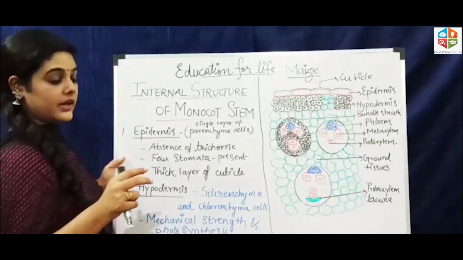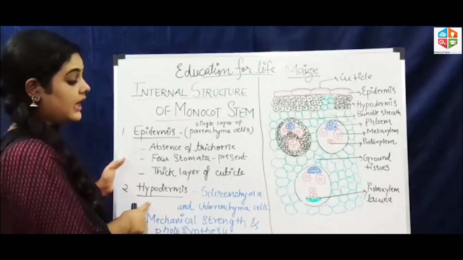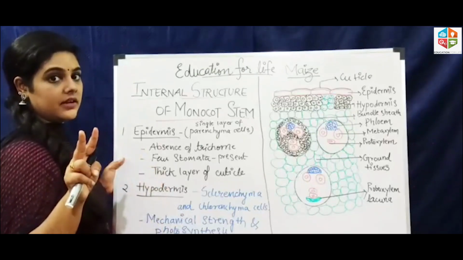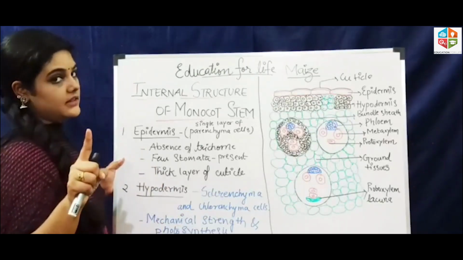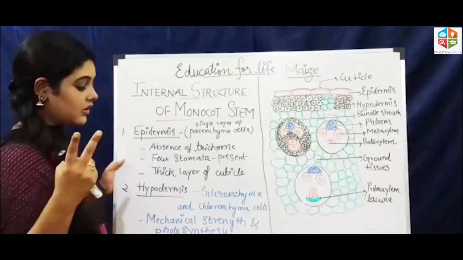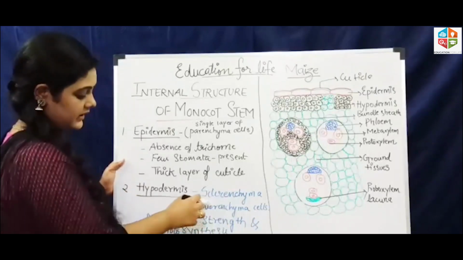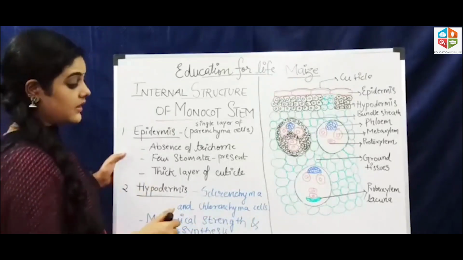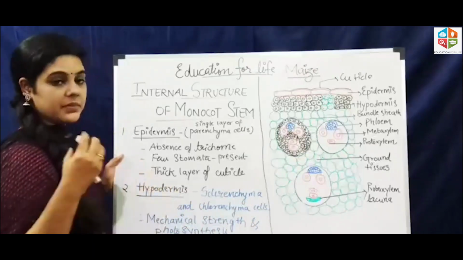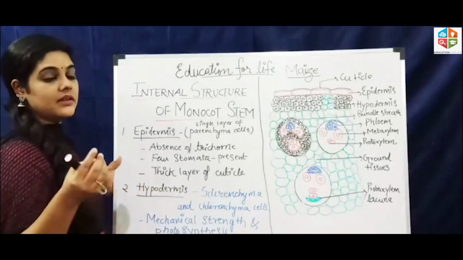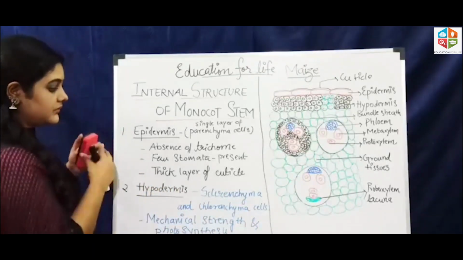The second one is the hypodermis. Hypodermis has two kinds of cells, one is sclerenchyma and one is parenchyma. Parenchyma is for photosynthesis, whereas sclerenchyma will provide mechanical strength to the plant.